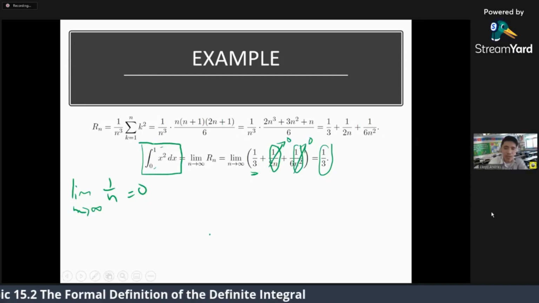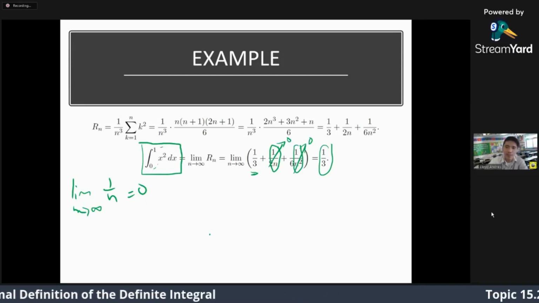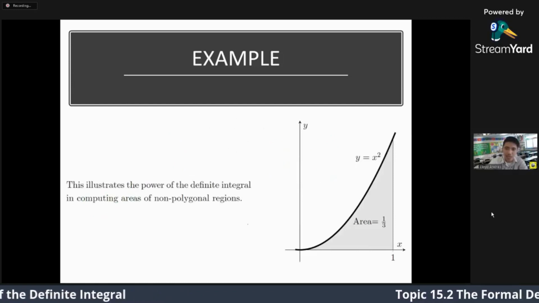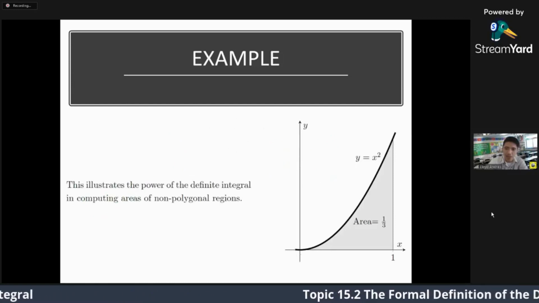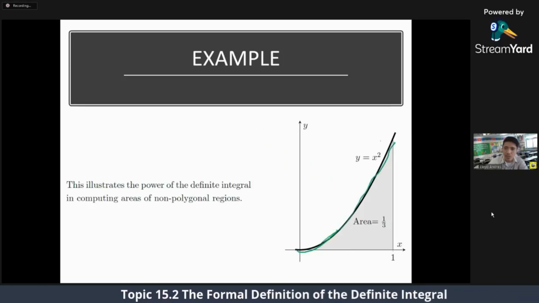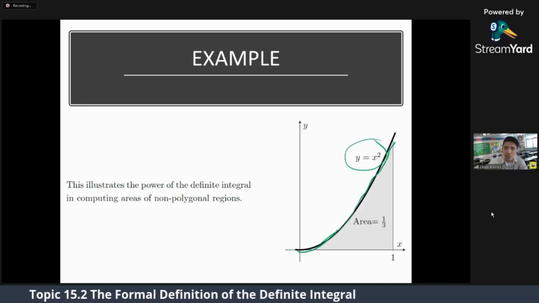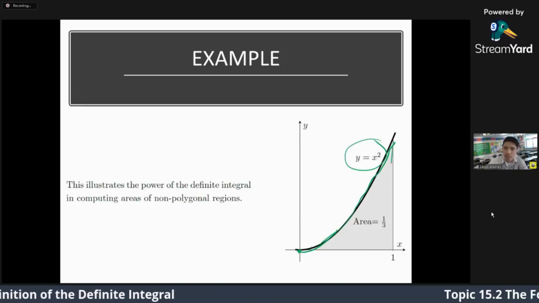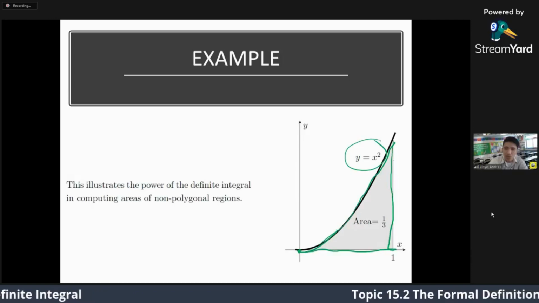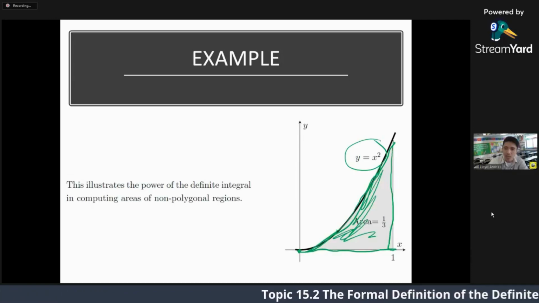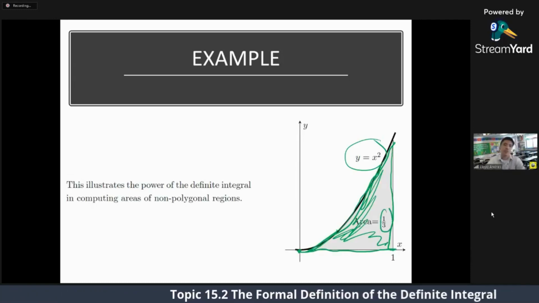Unsa po'y pasabot ana? Ang pasabot again ana is it is just the area bounded by your curve nga kani, which is x squared, from 0 to 1, and your x-axis. Kung kuhaon nimo ang area ani, ang area ana is 1/3.